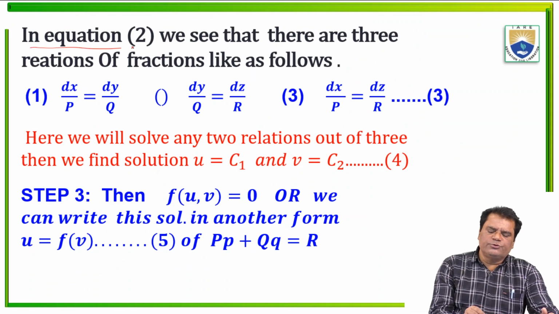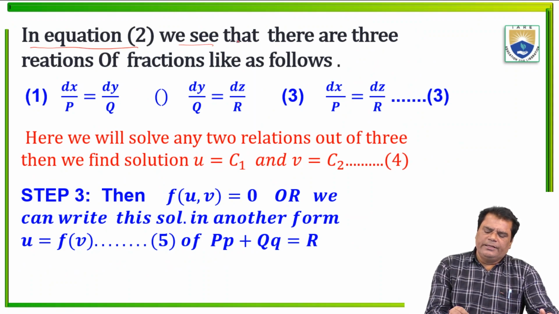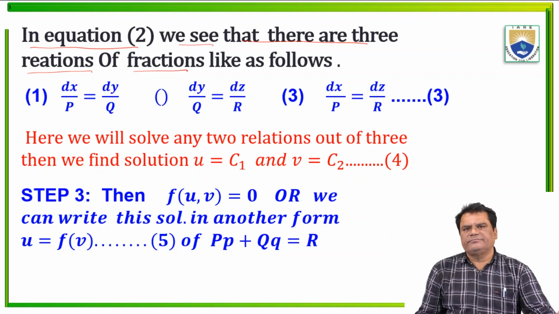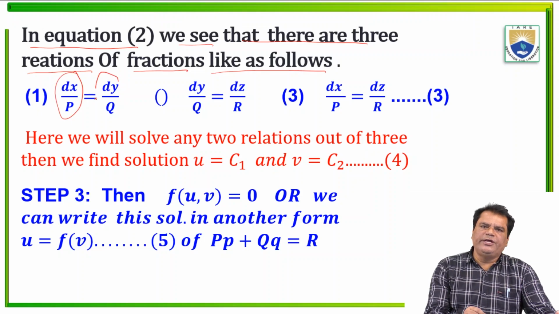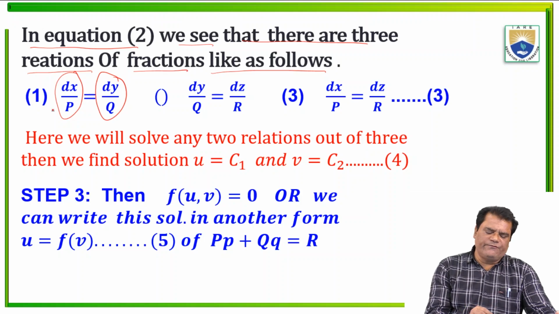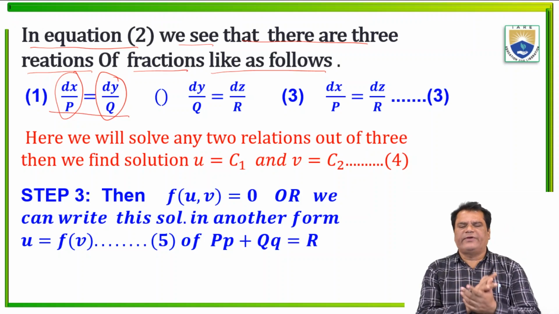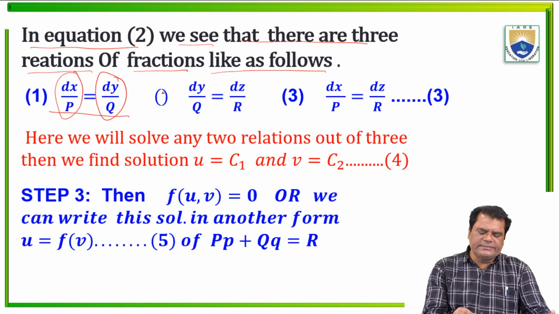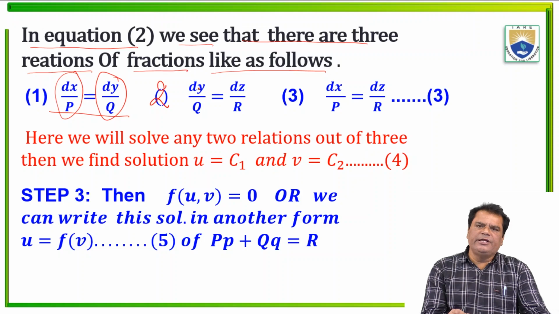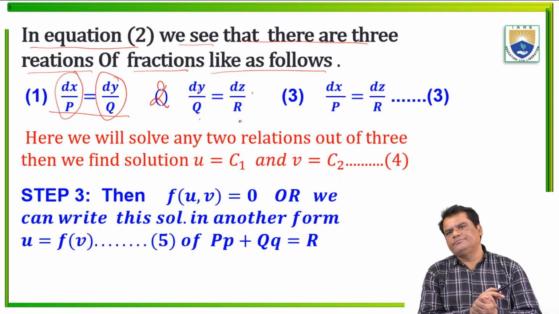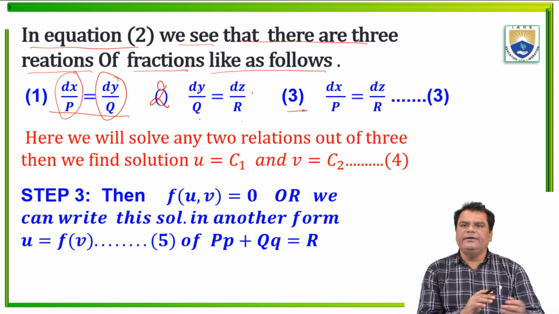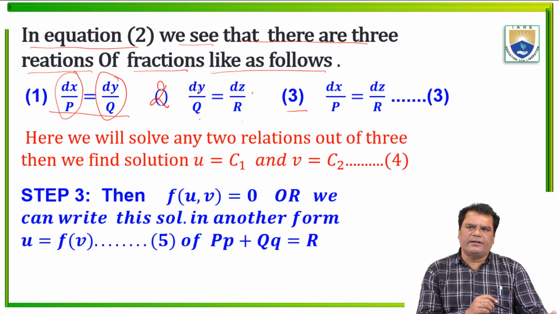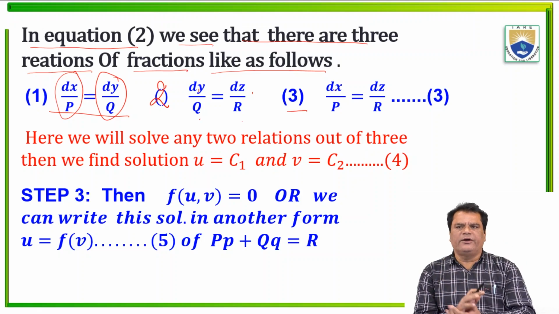Now in equation 2, we see that there are three relations of fractions, like below: dx upon p equal to dy upon q. This is the first relation, first fraction equal to second fraction. Relation 2 is dy upon q equal to dz upon r, second fraction equal to third fraction. And relation 3 is dx upon p equal to dz upon r, first fraction equal to third fraction.